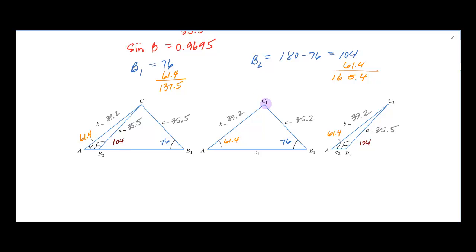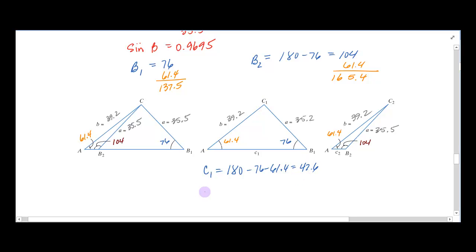So we need to know angle C1 as well as side C1, and we can use any of these known ratios in order to find that. So let's start: I need to know angle C1. I find that by taking C1 equal to 180 minus 76 minus 61.4, and I find out that that would be equal to 42.6. So I know C1 is 42.6.